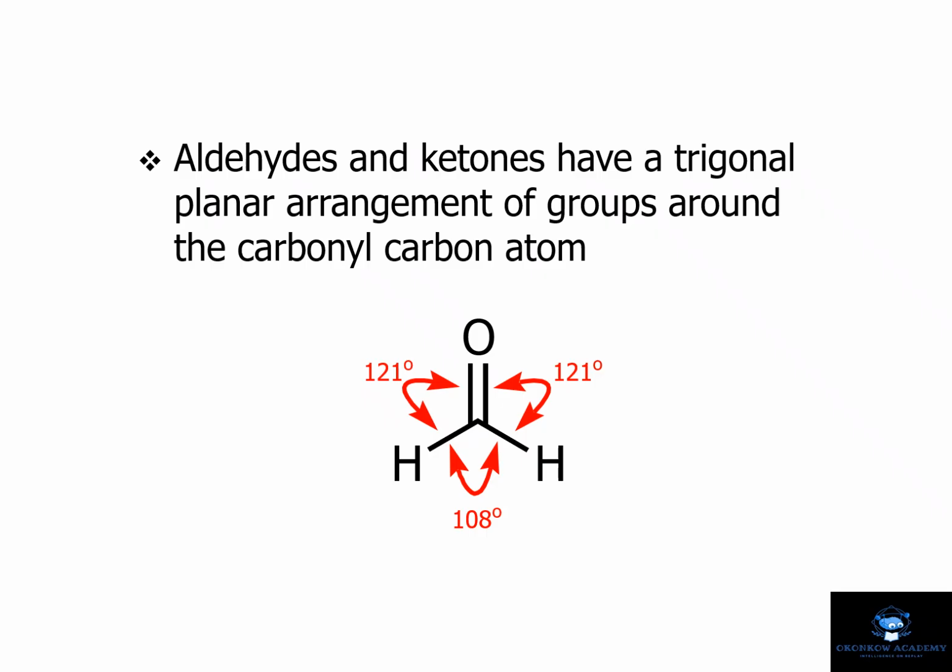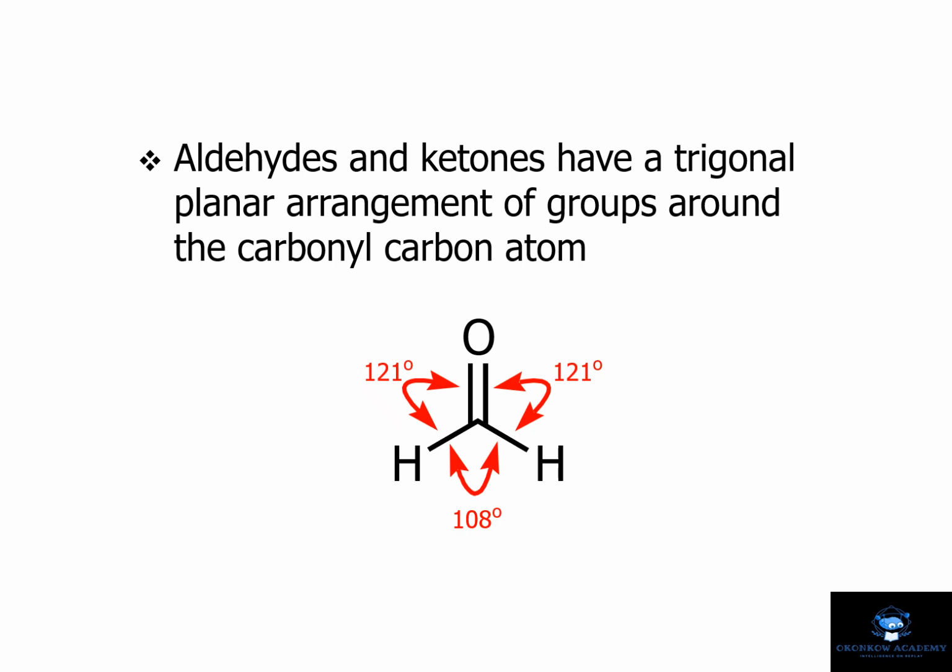You also have to know that the carbonyl carbon in both aldehydes and ketones is sp2 hybridized and adopts a trigonal planar geometry. Bond angles around the carbonyl group are approximately 120 degrees. But because of the oxygen's influence, it has deviated from some of the angles. So here you can have 121, 121, 108.